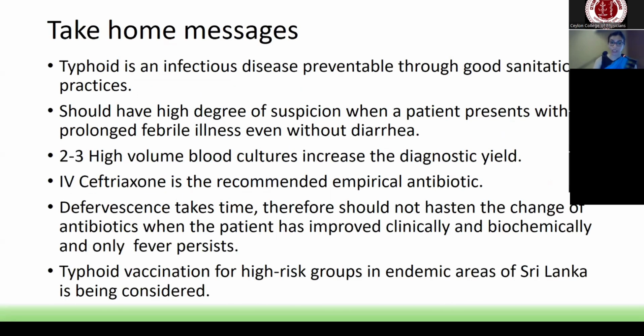So the take-home messages are: typhoid is an infectious disease preventable through good sanitation. There should be a high degree of suspicion when a patient presents with a prolonged febrile illness, even without diarrhea. 2 to 3 high-volume blood cultures should be taken to increase the diagnostic yield.